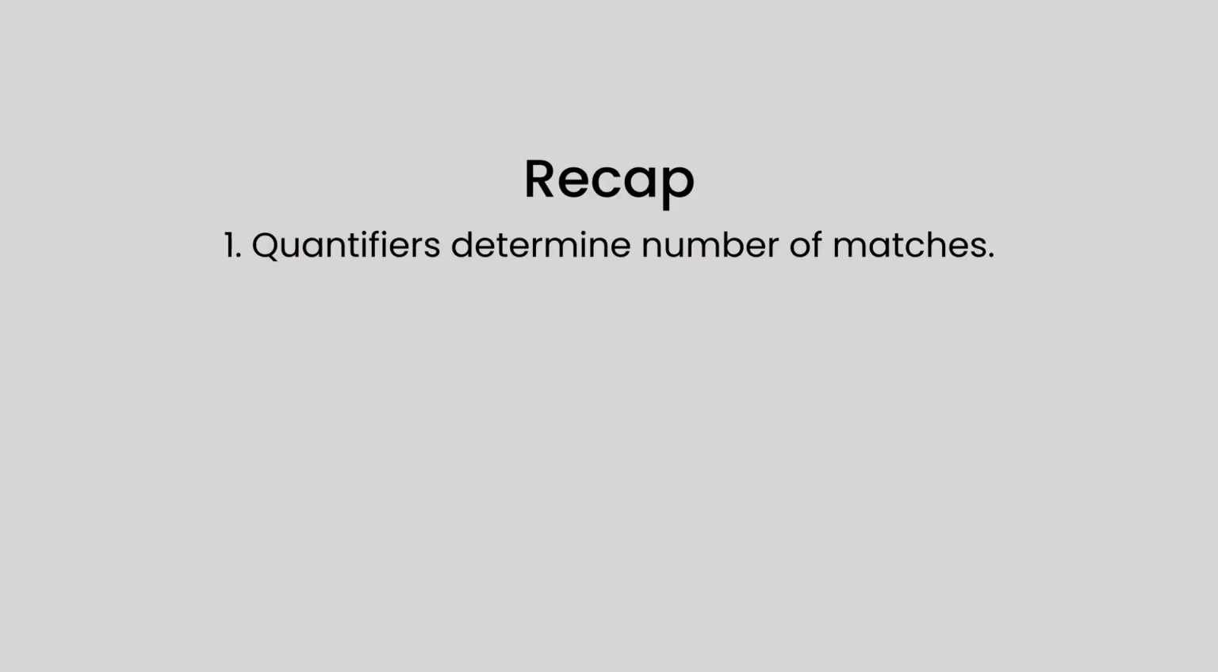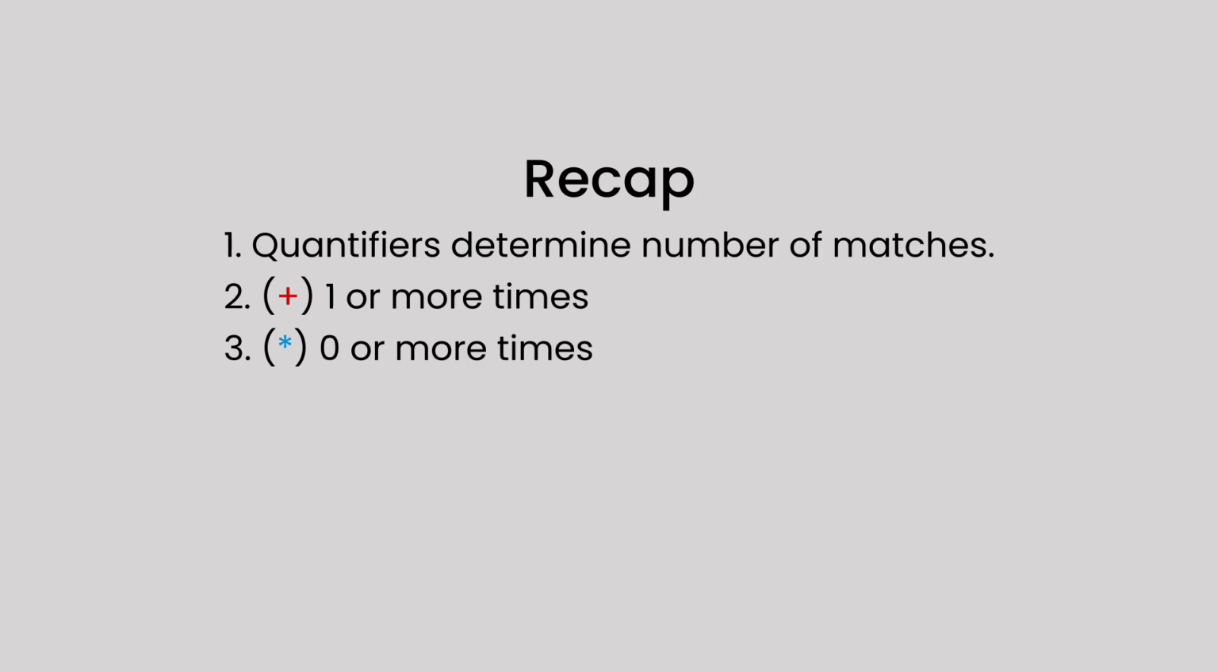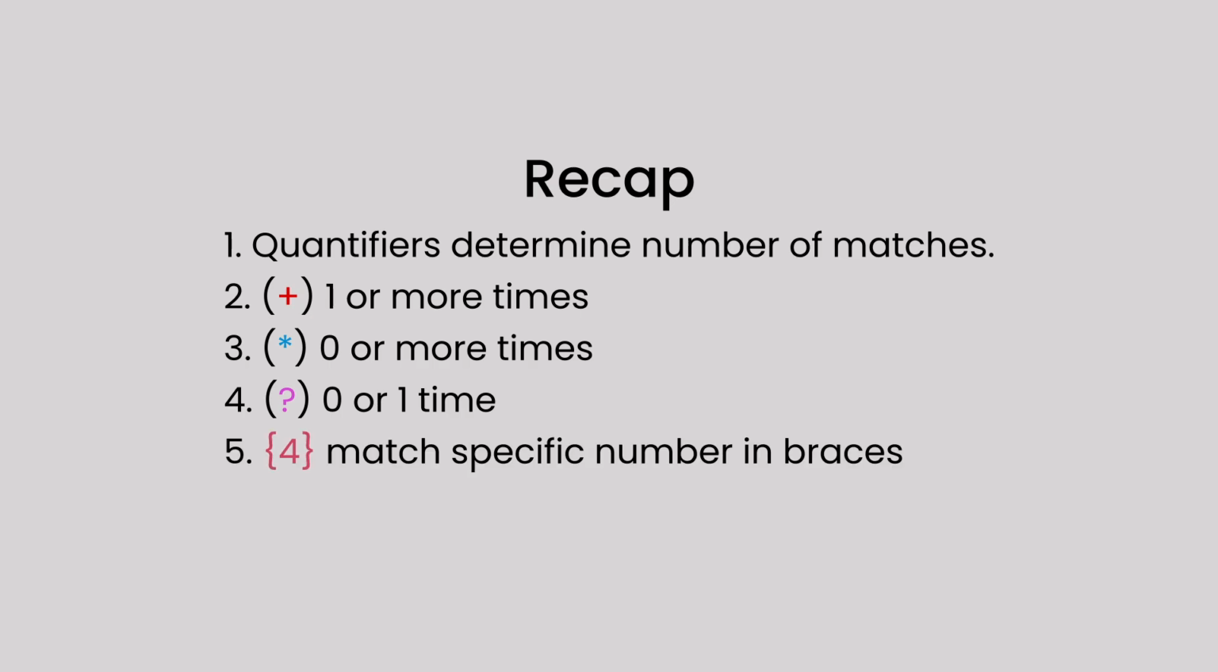Perfect. Brief recap before I let you go. You can decide how many times you want to match a character using quantifiers. The 4 main ones you need to know to get started are the plus sign quantifier that matches a character 1 or more times, the asterisk quantifier that matches a character 0 or more times, the question mark quantifier that matches a character 0 or 1 time, and the curly braces quantifier that lets you specify an explicit number of times you want to match.